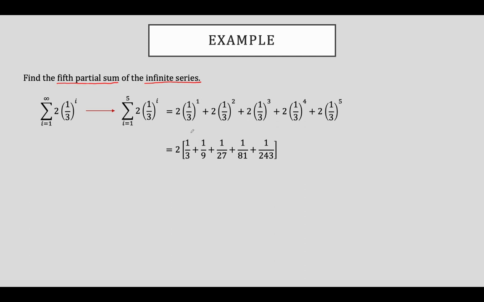1/3 raised to the first power is 1/3. 1/3 squared gives me 1/9. 1/3 to the third gives me 1 over 27. 1/3 to the fourth gives me 1 over 81. And 1/3 to the fifth power gives me 1 over 243. If we add all of these fractions together and then multiply by 2, hit math frac on your calculator to get the simplified fraction form, we should get our final answer of 242 divided by 243.